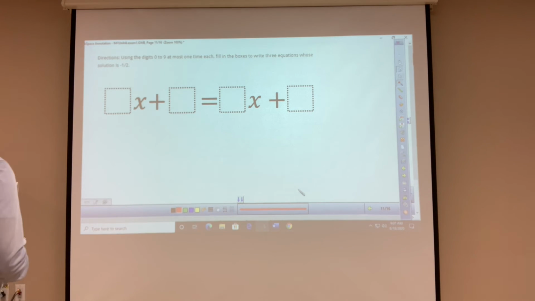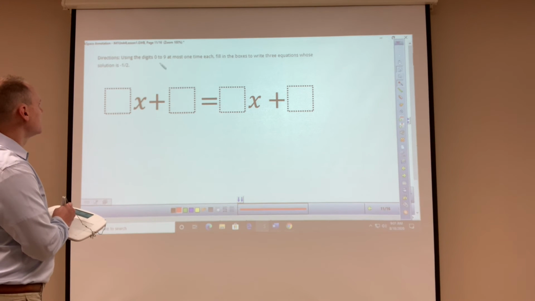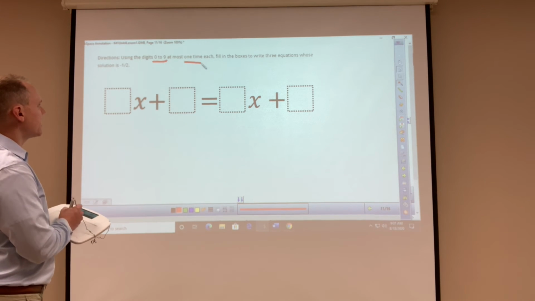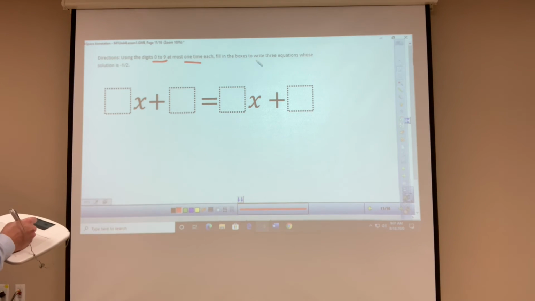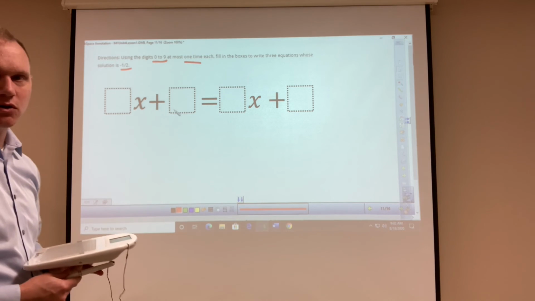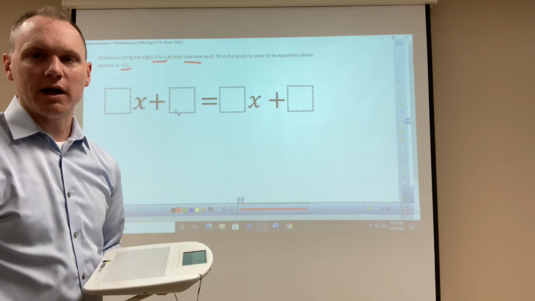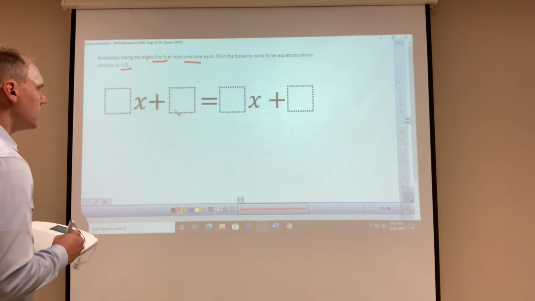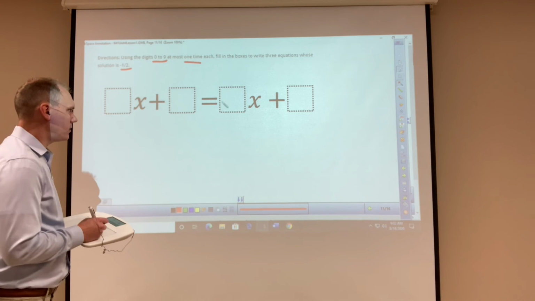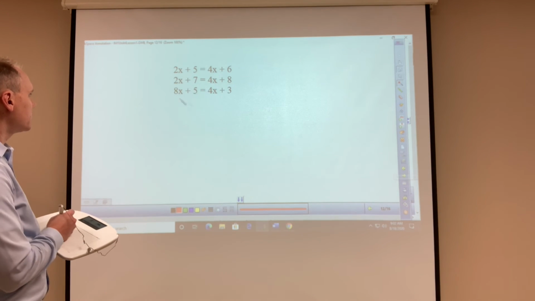Now it says, using the digits 0 to 9, at most 1 time each. So you can't use numbers more than once here. Fill in the boxes to write 3 equations whose solution is negative 1/2. So you come up with 3 equations whose solutions are negative 1/2. So try that. Okay, so again, there's pretty much an infinite number of ways to do this. Many ways. Here are some examples.